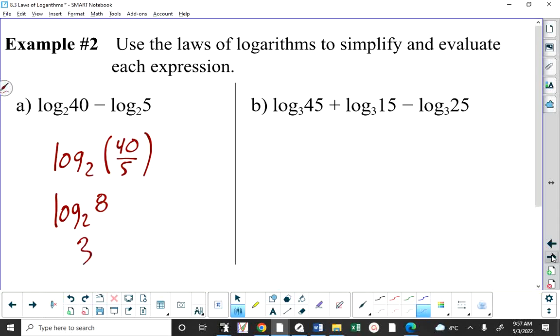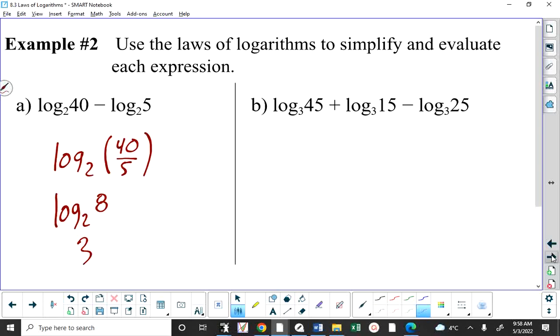And I've actually seen a little 1-mark written response question as part of a 5-mark question, which says, explain why log base 2 of 40 minus log base 2 of 5 equals 3. And you would have to explain it. You would have to explain all of these steps.